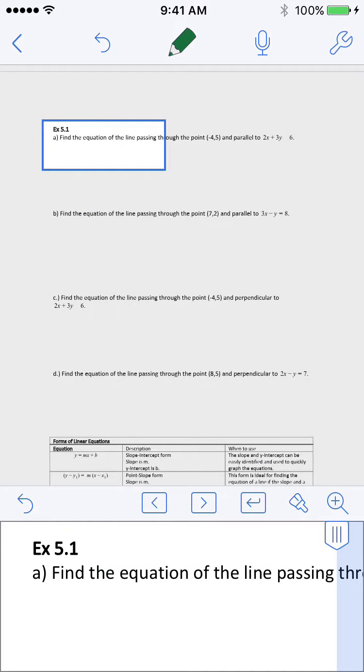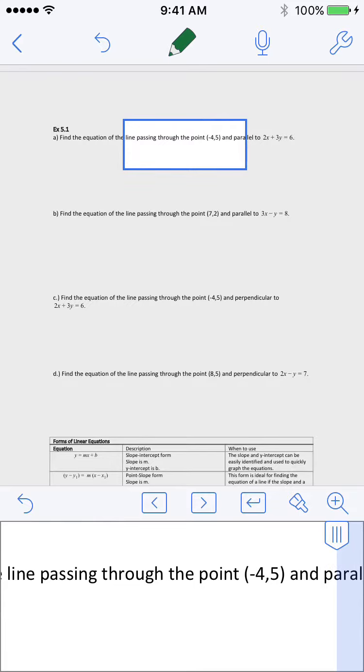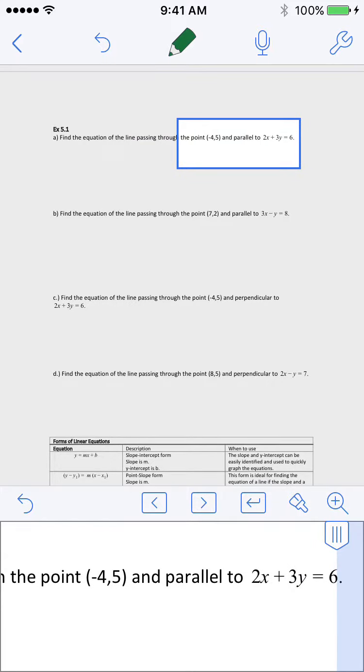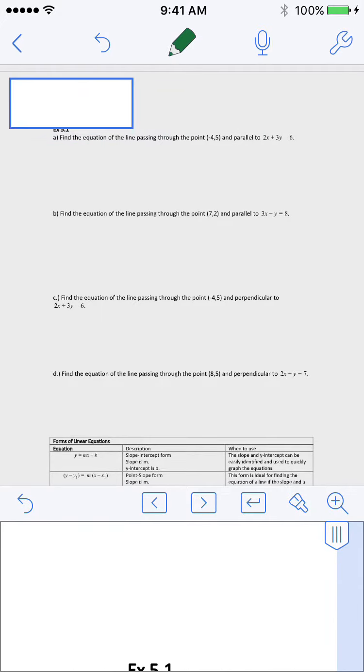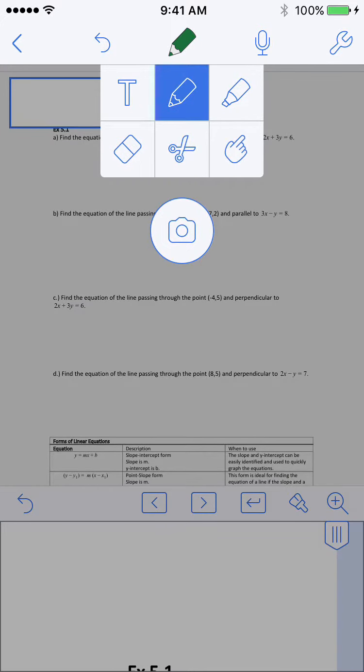All right, example 5.1. Find the equation of a line passing through the point (-4, 5) that is parallel to 2x + 3y = 6. Well, let's remind ourselves of a few things before we really dive into this problem.